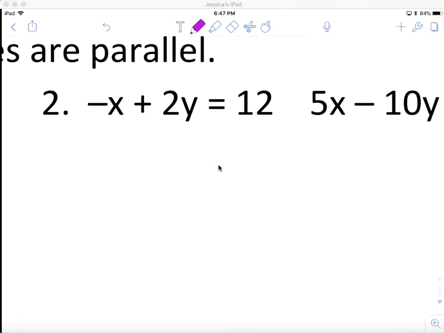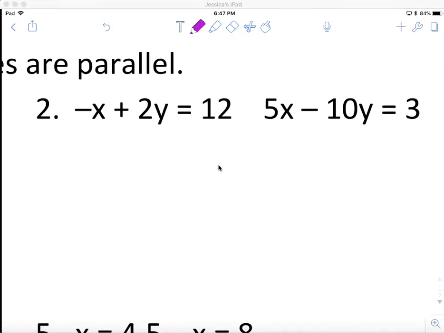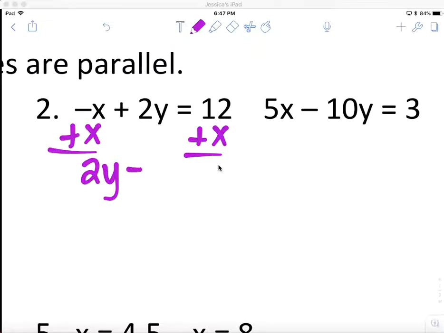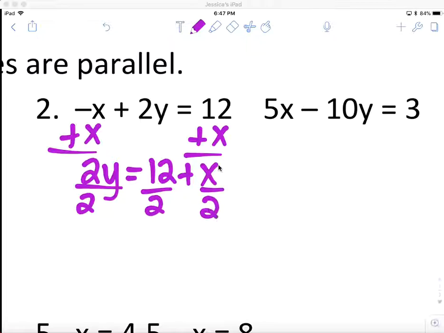Looking at the second problem, I can't determine the slope unless y is by itself. So you have to use what we learned in Unit 3, and you have to get y by itself. The opposite of negative x is positive x, so I add x over. Remember, you're always doing opposite when you're rearranging. The opposite of multiplying by 2 is to divide everything by 2. 12 divided by 2 is 6. And x over 2 means that I have 1/2 x. Those mean the same thing.